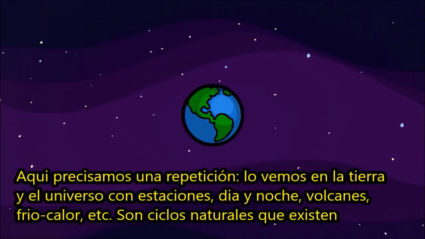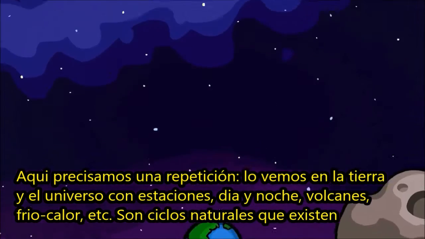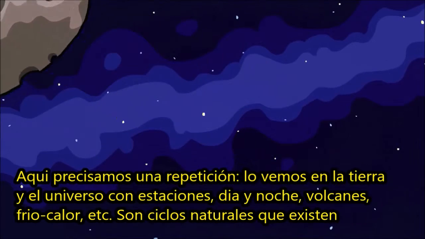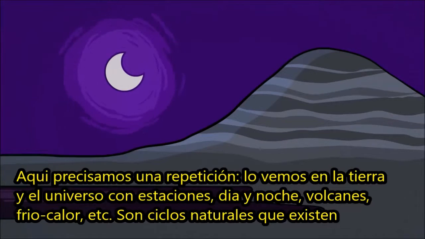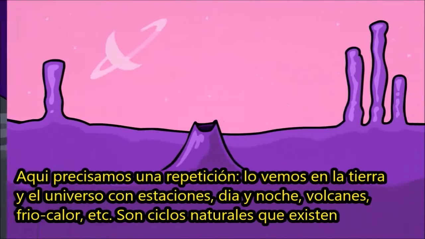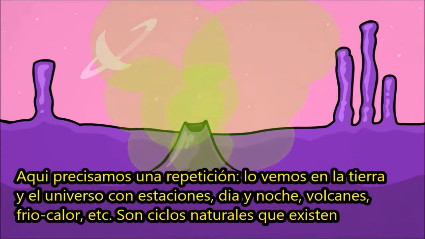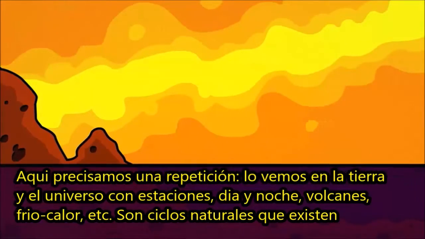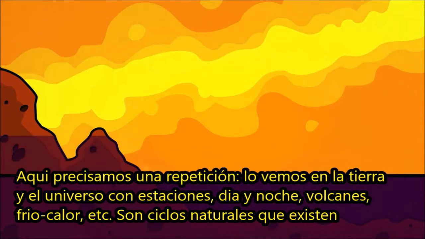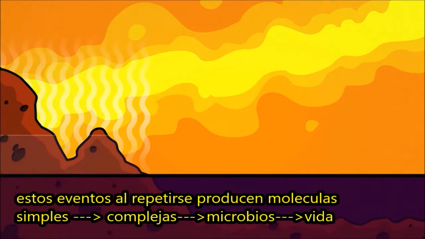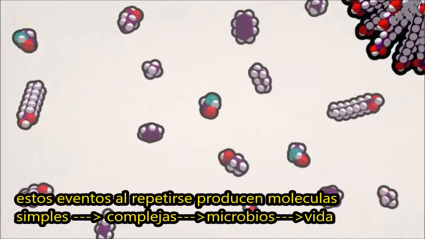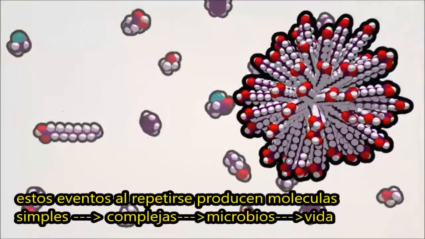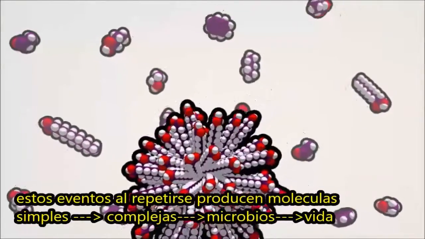On planet Earth and all throughout the universe, powerful natural events take place in regular cycles. The heating and then the cooling of day and night, the repetitive eruptions of volcanic geysers, the rise and then the fall of ocean tides. These events repetitively produce or give birth to new molecules and chemical systems. These products increase over time and often develop new abilities as they interact with their environment.